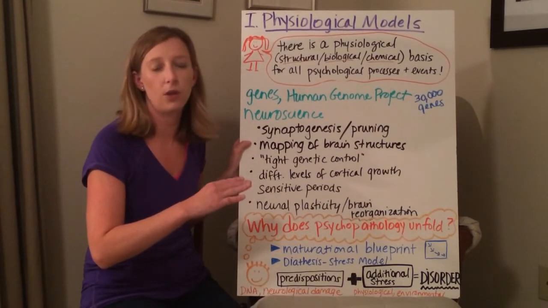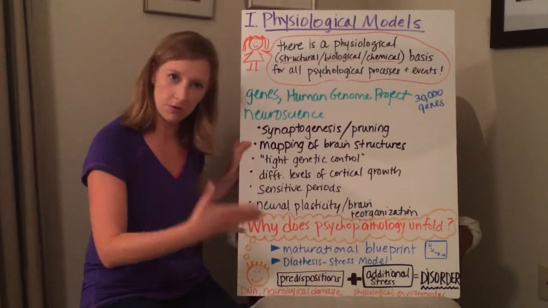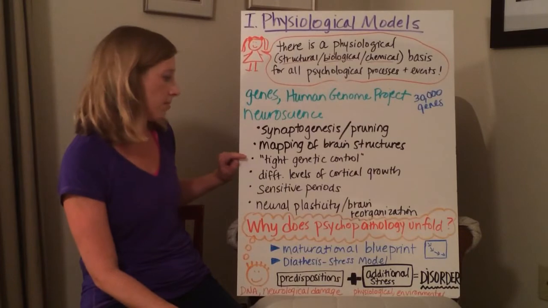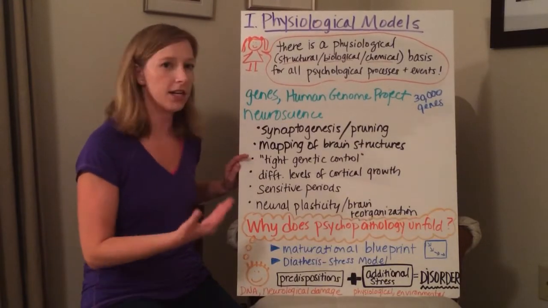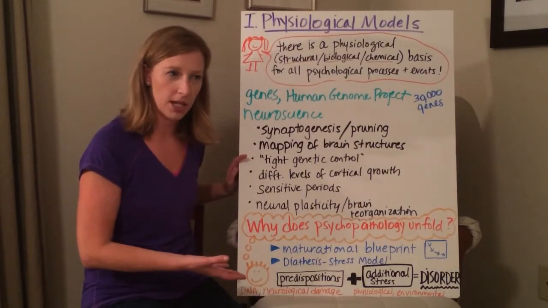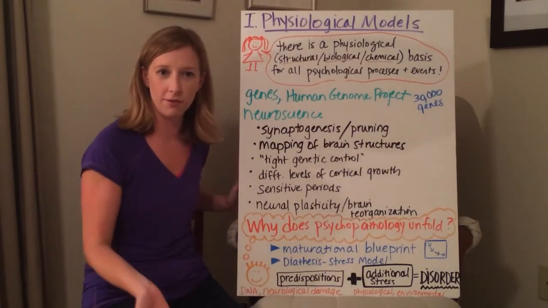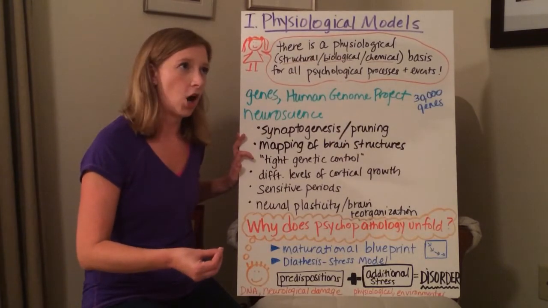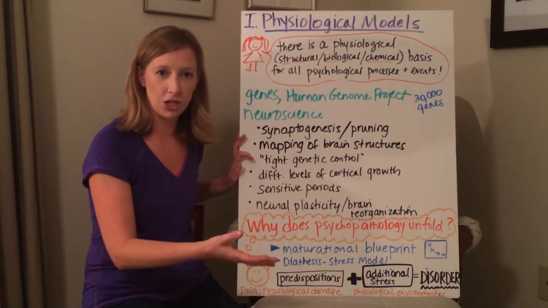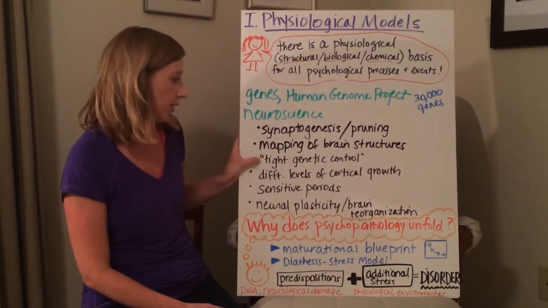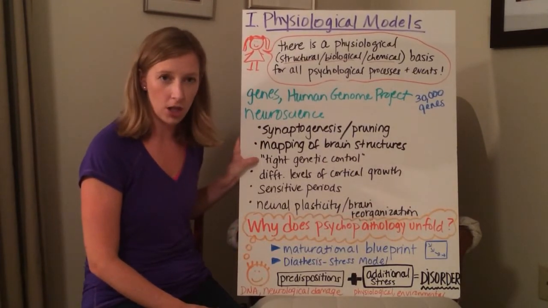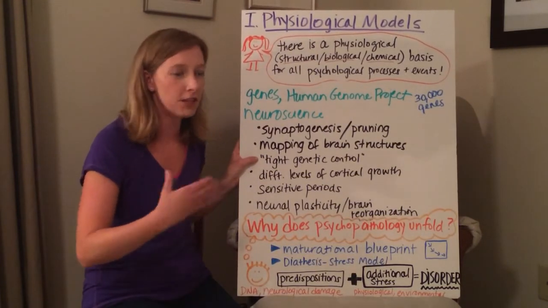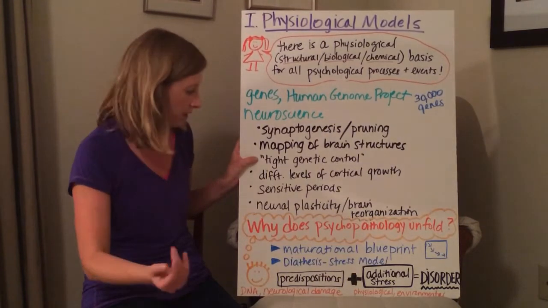There's a lot of work being done to map brain structures so that we know which brain structures are associated with faulty cognition or with extremes of emotion. We also know that some outcomes are a function of very tight genetic control, and other things are more open to influence by the environment. Some outcomes happen basically as a result of genetic predispositions, while other things are only loosely under genetic control, where the environment can have a huge impact on whether or not that phenotype, that outward behavior, is actually expressed.